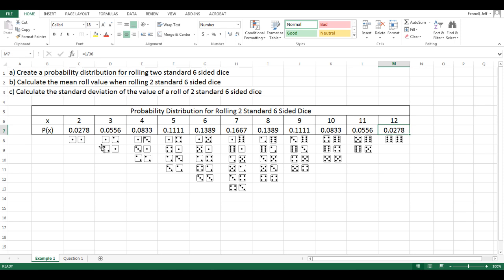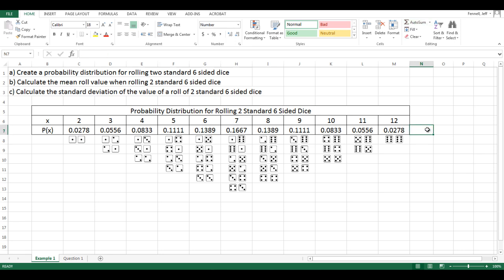So a good double check to do if you've created your own distribution is to use this nice AutoSum feature in Excel. And if I click AutoSum and we sum up the probabilities from a potential lowest roll of 2 to a potential highest roll of 12, what we should see is that comes to an exact probability of 1, or 100% of all the possible outcomes that could happen from rolling 2 dice. And now that I know that my distribution is created correctly, we can go on and calculate the mean and the standard deviation of this distribution.